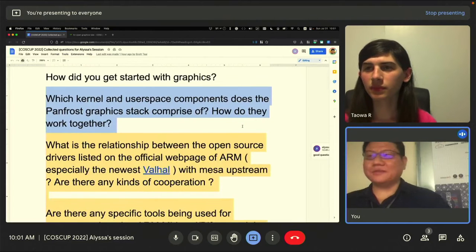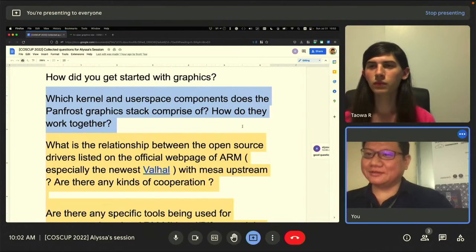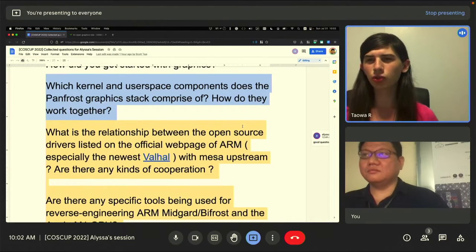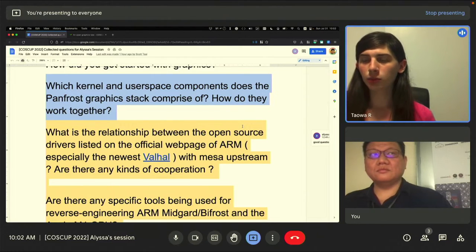So for the Panfrost graphics stack, which kernel and user space components does it comprise of? And how do they work together? So for any modern graphics stack, there are two drivers working in concert. There's the smaller kernel driver and the generally much larger user space driver. The job of the kernel driver is to provide a safe abstraction to the hardware. So it handles very low-level details, submitting work to the hardware, allocating memory, mapping memory, or scheduling jobs, that sort of thing.